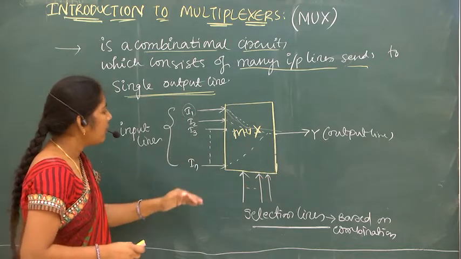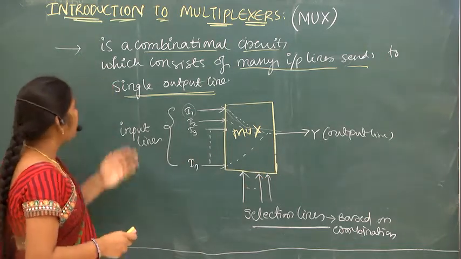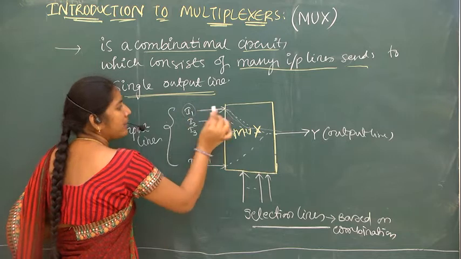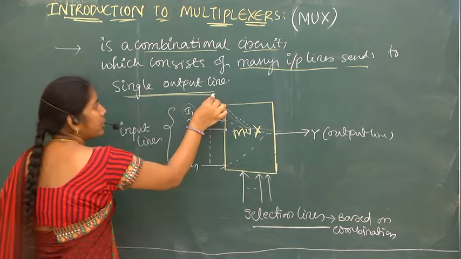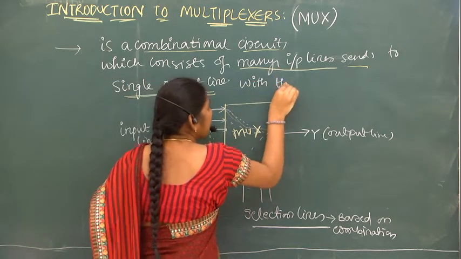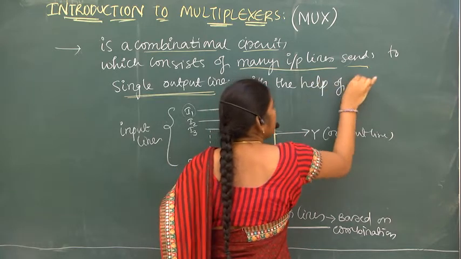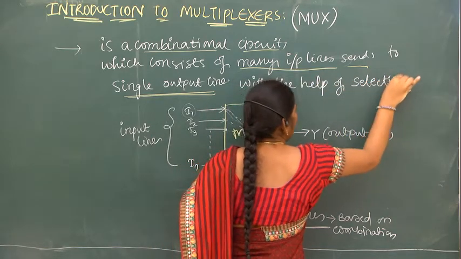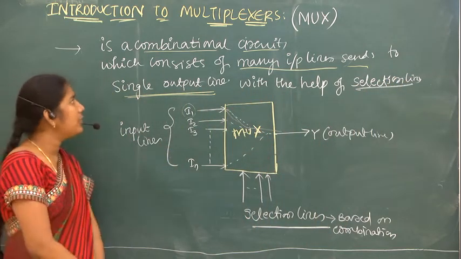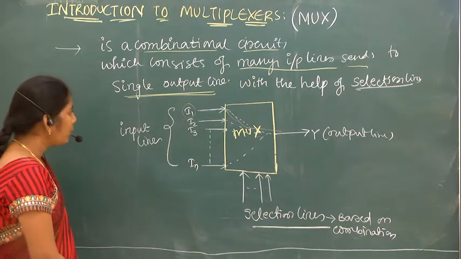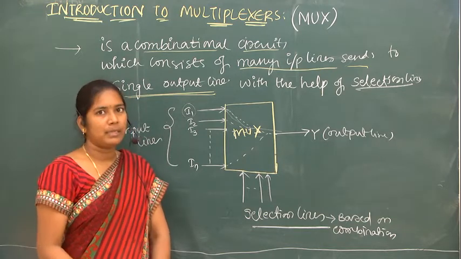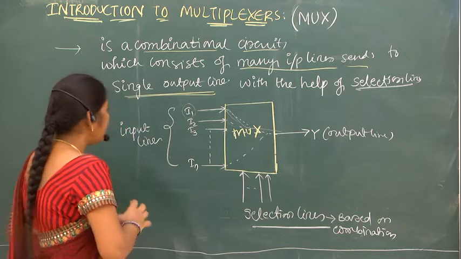So from this, I can say that, more specifically, the definition is: it is a combinational circuit which consists of many input lines and directs to a single output line with the help of selection lines. Right? Fine. Now we came to know what is the multiplexer. Now we need to see what are the different types of multiplexers and how we can implement them.